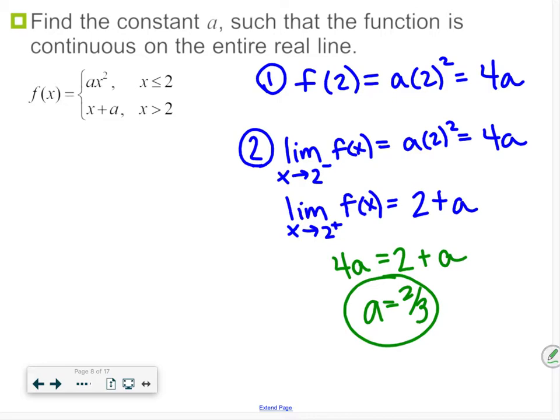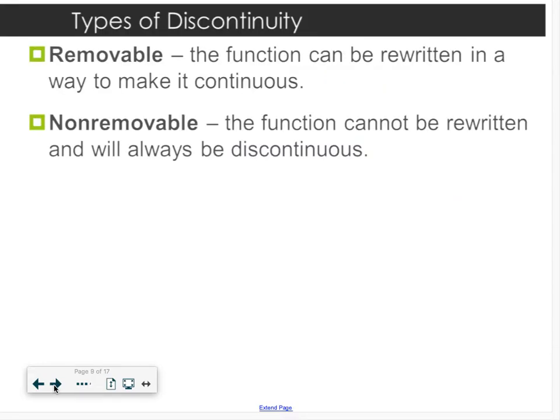Okay, all right, so very quickly, we're going to talk about two different types of discontinuity. When I say discontinuity, Dylan, what would that mean? Okay, break is fine. We have a break, we have a hole, we have an asymptote. Now, there are certain kinds of discontinuities that we can fix, and there are certain kinds that we can't fix. So we call them removable and non-removable. I'll let you go ahead and write them down, and then I'll explain what I mean by that.